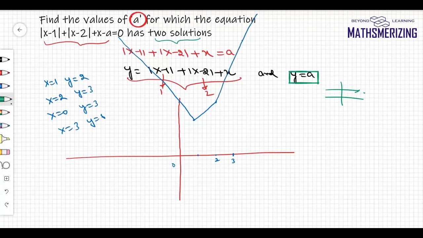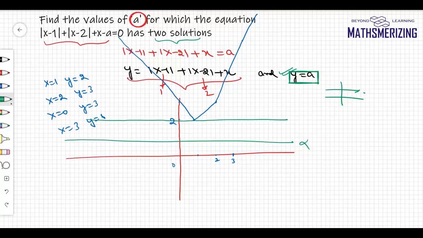It is given that this equation has two solutions. So that means I need to draw the graph of y equals a so that these two graphs intersect at two points. So if a is less than 2, then this line will lie below this graph. So then there will be no point of intersection. If a is 2, in that case, there will be only one point of intersection. Now when a is greater than 2, then these two graphs will intersect at two distinct points. So then it will have two solutions. So this equation will have two solutions when a is greater than 2.